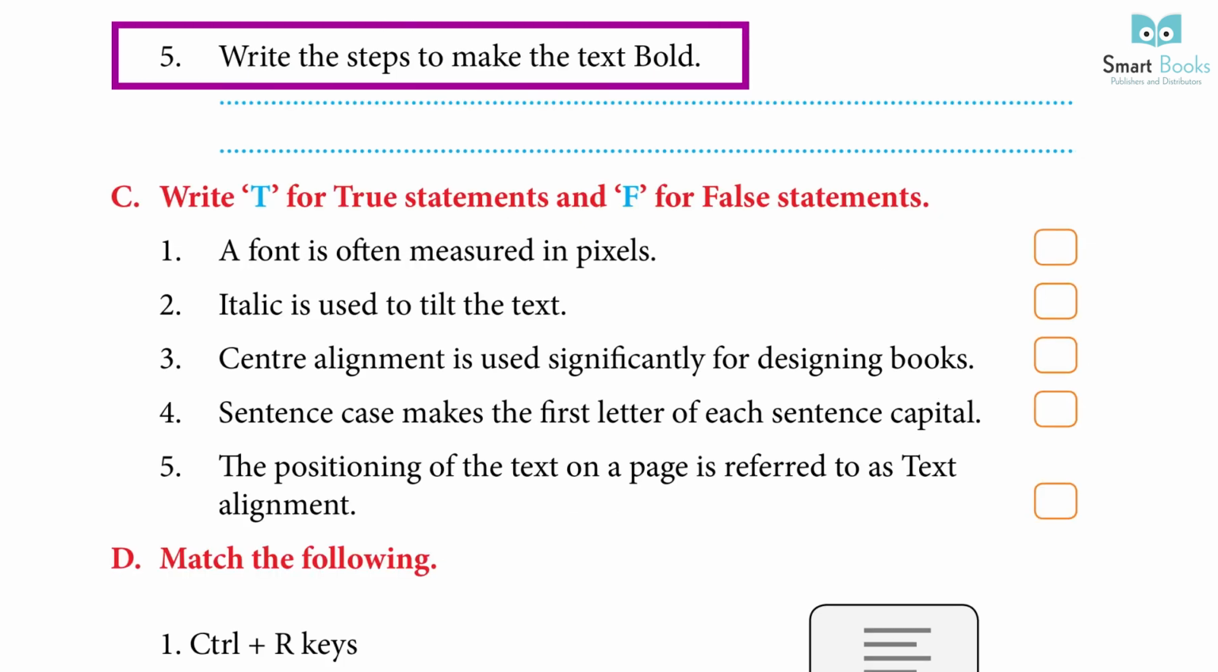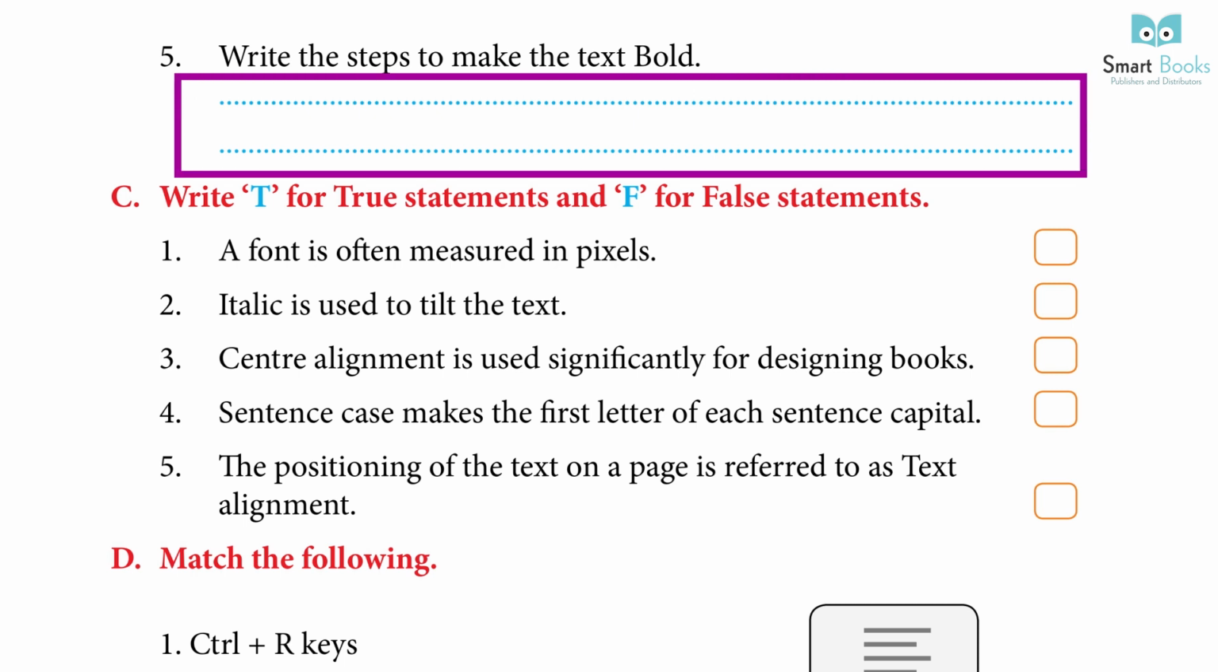5. Write the steps to make the text bold. Answer: Follow the given steps to make the text bold. Step 1. Select the text you want to bold. Step 2. On the Home tab, click the Bold B command in the Font group. Consider the example. Click B. Bold. Step 3. The selected text will be bold in the document.